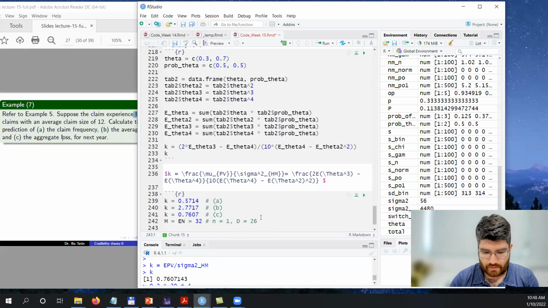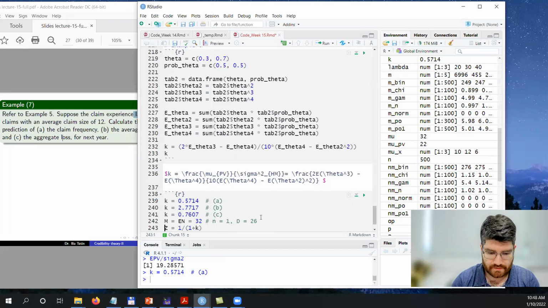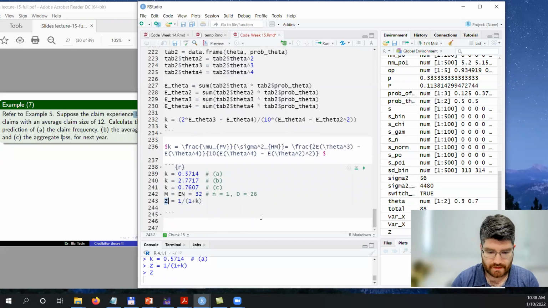So now we are ready to calculate the Bowman credibility factor, 1 over 1 plus K. So if K is this value, then Z will be 0.63, and the updated credibility premium will be Z times 26 plus 1 minus Z times 32.